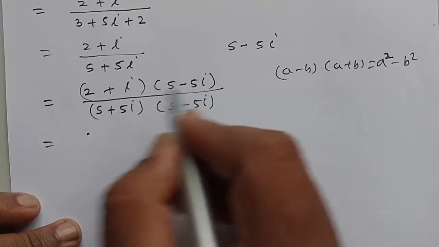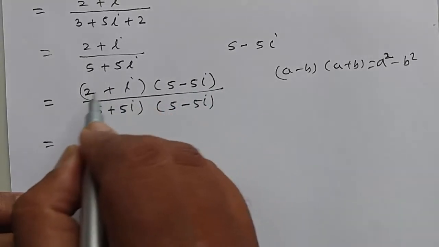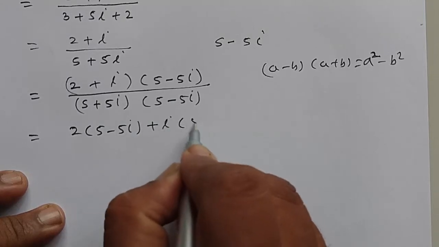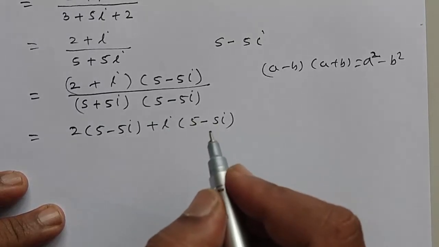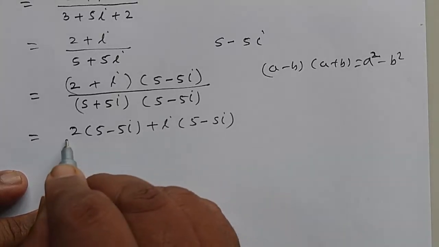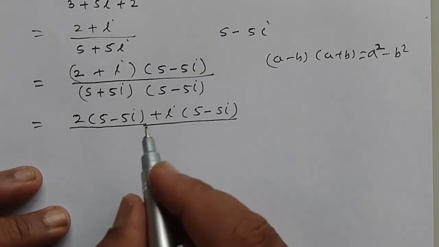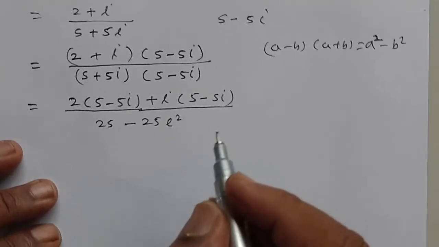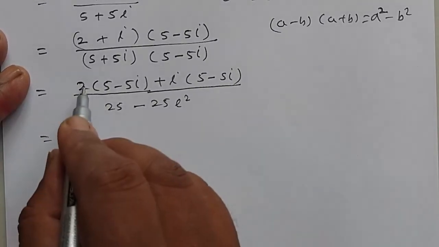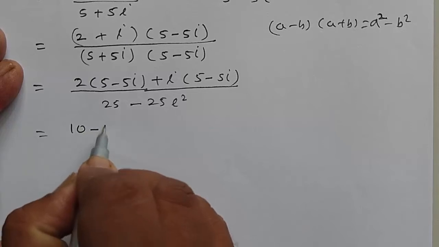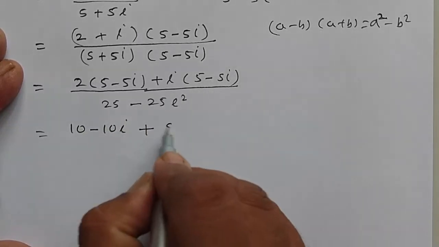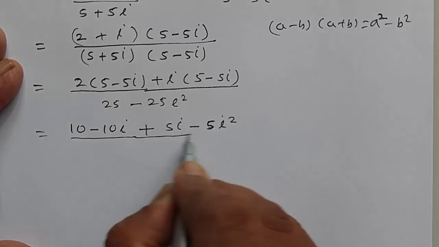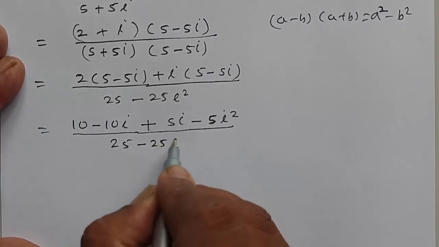we multiply (5 minus 5i) to each term of the bracket 2 plus i: 2 into (5 minus 5i) plus i into (5 minus 5i), divided by 5 square, 25 minus 25 i square, is equal to, we multiply 2 inside the bracket, 10 minus 10i, multiply i inside the bracket, 5i minus 5i into i square, divided by 25 minus 25 i square.